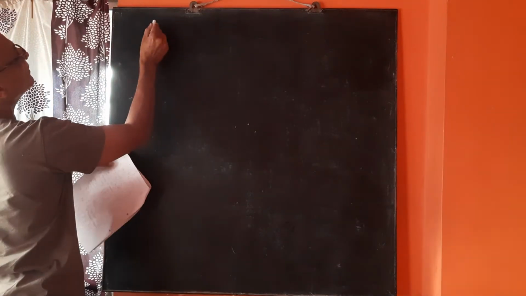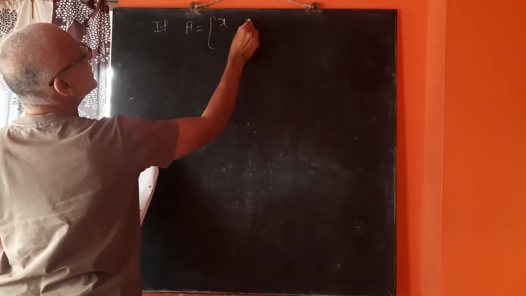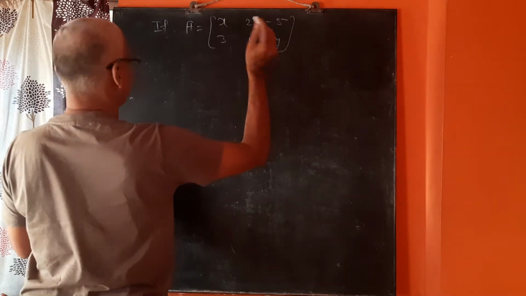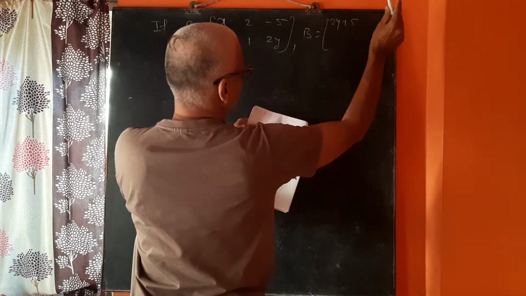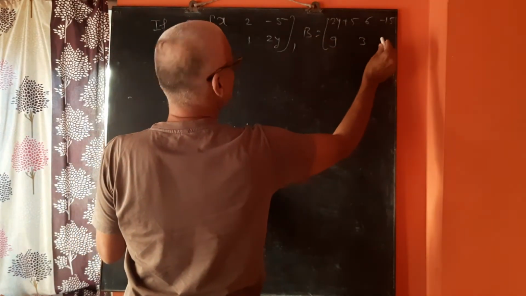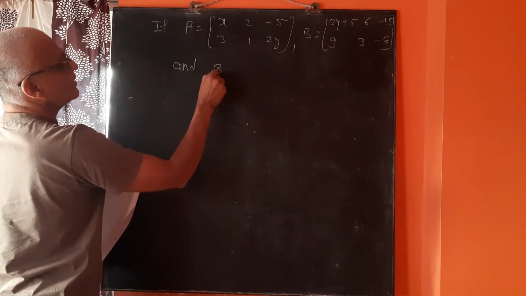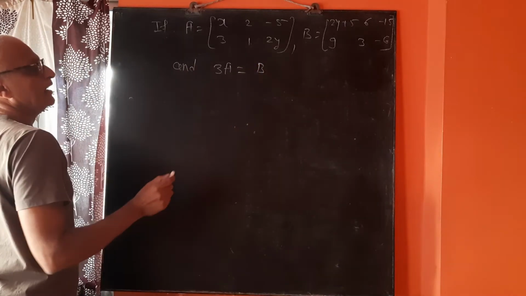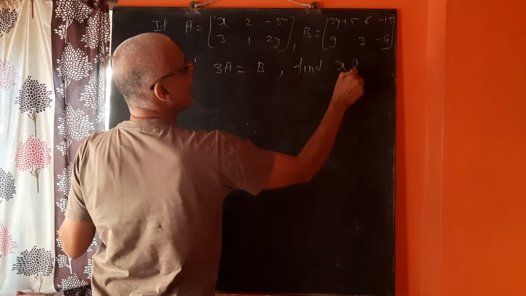The next example: if A equals the matrix of x, 2, minus 5, 3, 1, 2y, B equals the matrix of 2y plus 5, 6, minus 15, 9, 3, minus 6, and 3A equals B, find x and y.